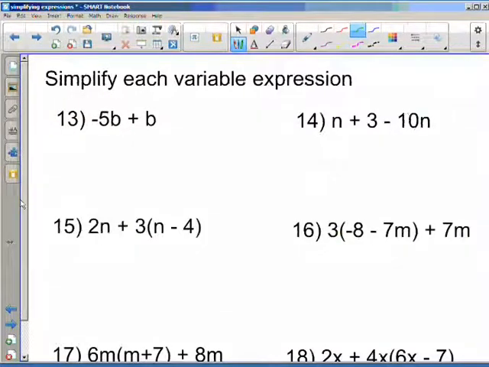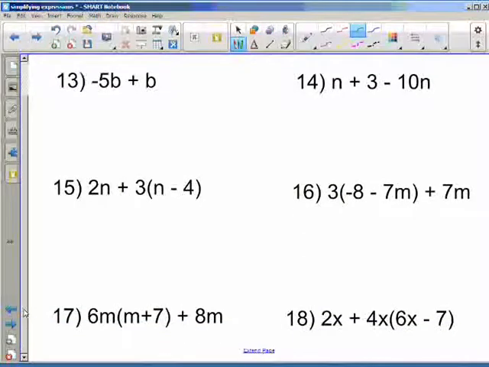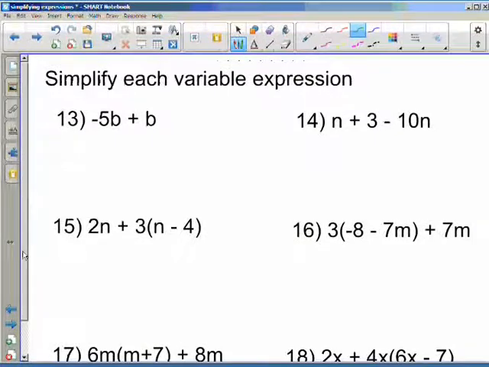Notice here we have some variable terms. I'll do the first two, and then we'll let you guys get going on the last 4, and I'll work on those. Negative 5b plus 1b, you might want to put the 1 in there, is a negative 4b.